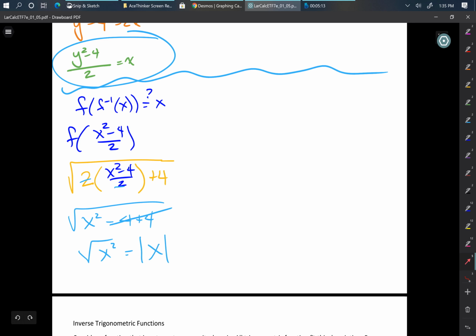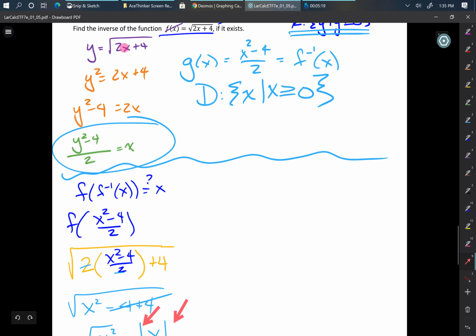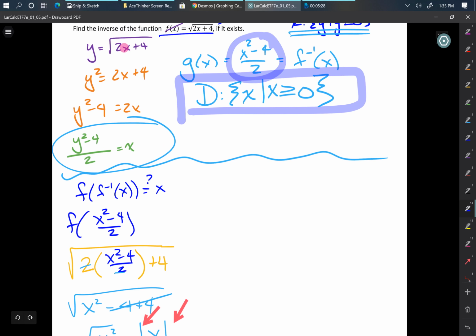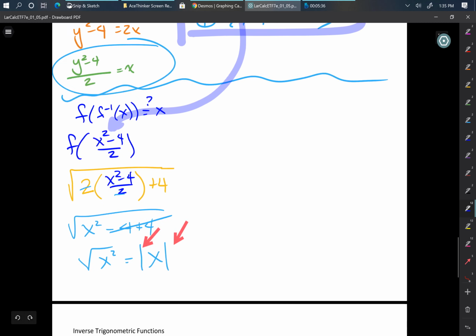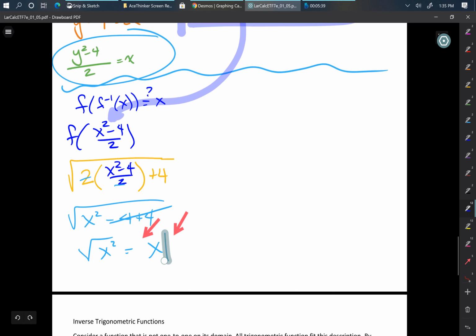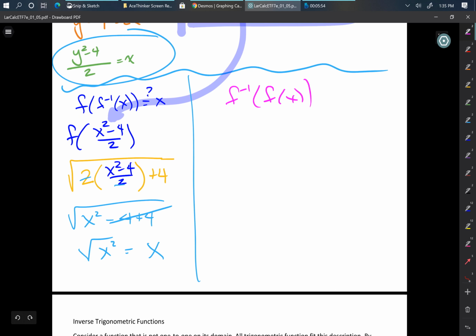But I don't have to worry about the absolute value because of this right here. Right? The domain of this function is only x's that are greater than or equal to 0, and that's my inside function. So that is the domain of this composition. And because that's the domain of this composition, these absolute value bars are unnecessary, and I'll just make them go away. And I will say then, square root of x squared is x. I got my x this way, and now I'll just check the other composition and make sure that works.